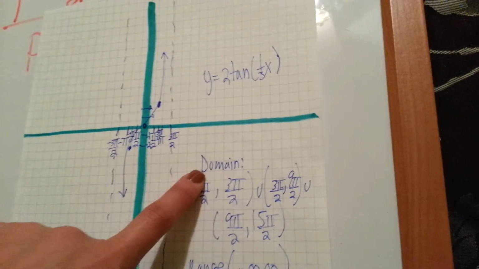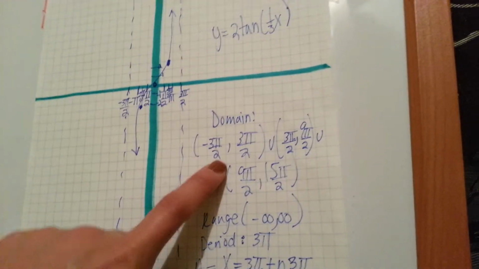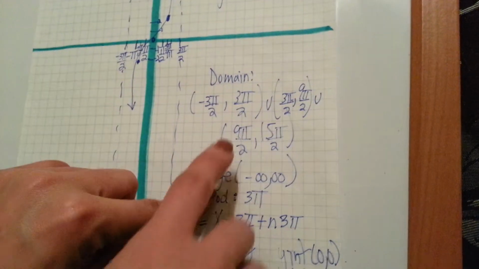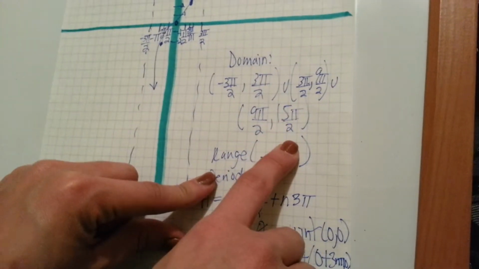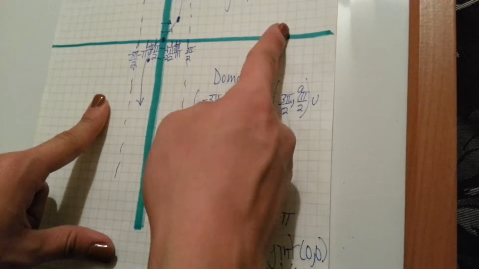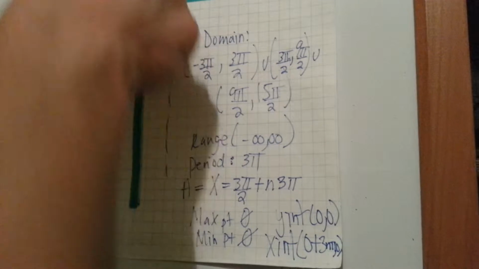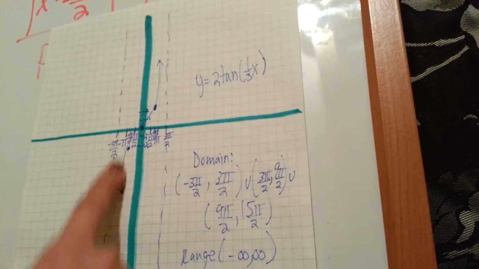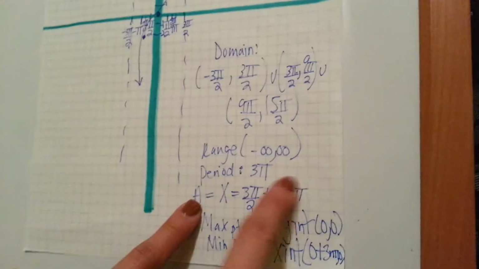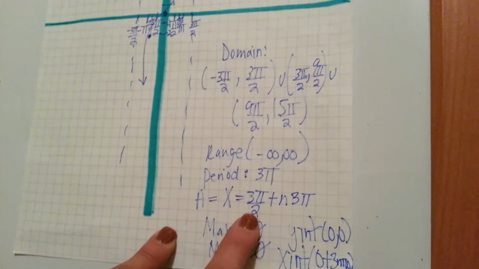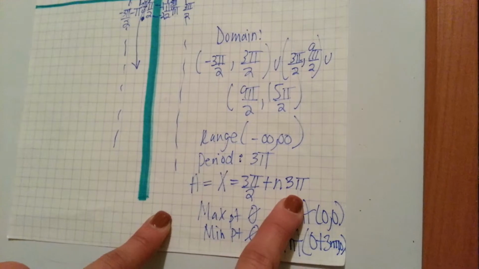Our domain in this case is negative 3 pi over 2 to 3 pi over 2, then 3 pi over 2 to 9 pi over 2, and then 9 pi over 2 to 15 pi over 2, and you just keep on going this way. Our range goes from negative infinity to infinity. Our period is 3 pi. Our asymptote is x equals 3 pi over 2 plus n times our period, which is 3 pi.